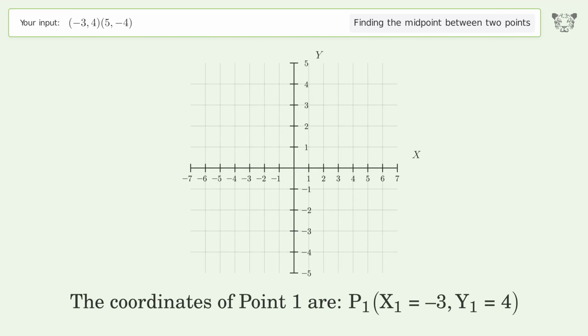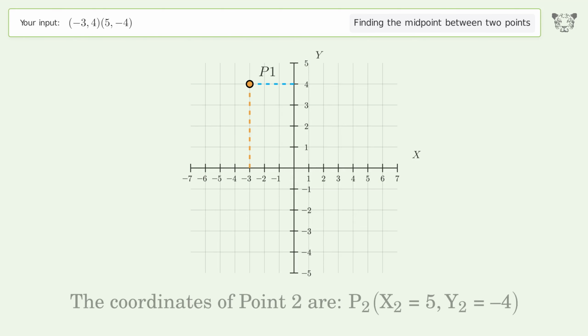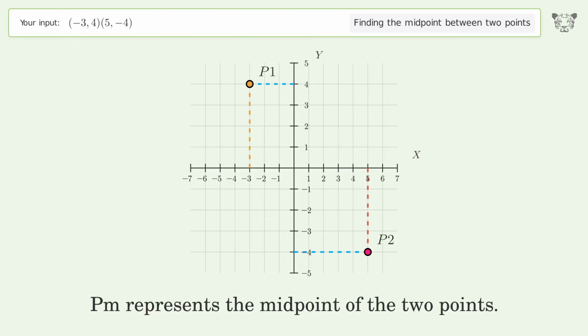The coordinates of point 1 are x1 equals -3, y1 equals 4. The coordinates of point 2 are x2 equals 5, y2 equals -4. PM represents the midpoint of the 2 points.